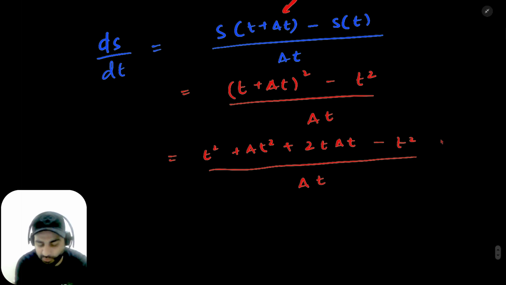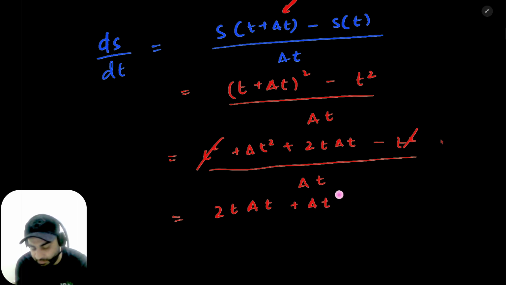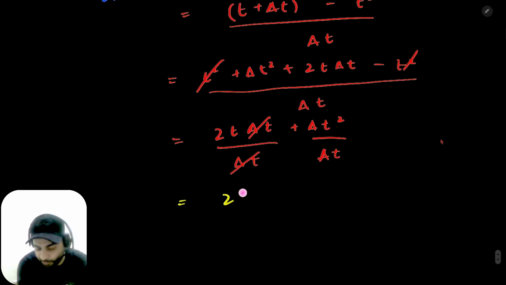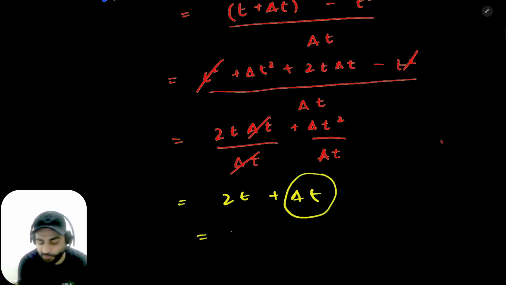Okay, so then you see this and this got cancelled, and this is delta t, this is delta t. So you see this and this got cancelled. Now what we are left with is 2t delta t plus delta t square. So divided by delta t, both, here we'll get 2t. At the end we got 2t plus delta t. Now we know that this delta t is tending to 0, so the answer we got is 2t.